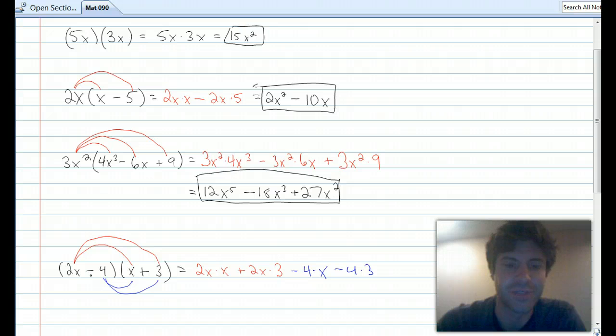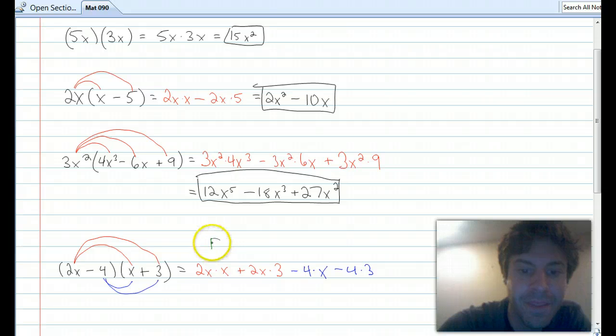Now I should mention it because you're going to hear this a lot in this class. The process of multiplying two binomials, specifically two binomials, is often called foiling. The reason it's called foiling is this. You'll notice what we did here is we multiplied the first two terms in the parentheses. 2x was the first term in the first binomial, and x was the first term in the second binomial. So we have the two first terms we multiplied together.